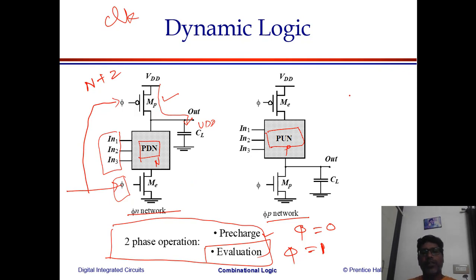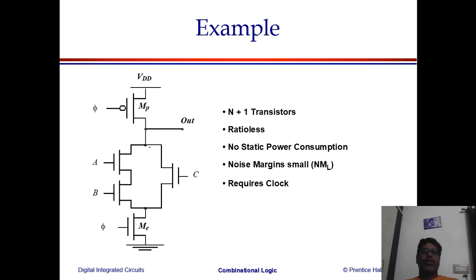Remember the pre-charge: if you consider the clock period, the phi equal to 0 time period is very short in duration, and the evaluation time period is comparatively longer, because this short duration of phi equal to 0 is quite enough to charge the output node to VDD. So the beauty is, it's not n plus 1, it is n plus 2 transistors. It is ratioless. You are not tapping your output via a ratio, because it's either being connected to VDD or being connected to ground. There is no ratio here, right?